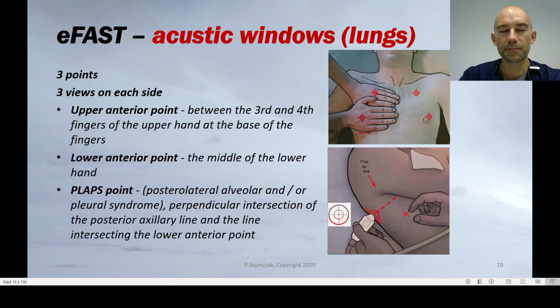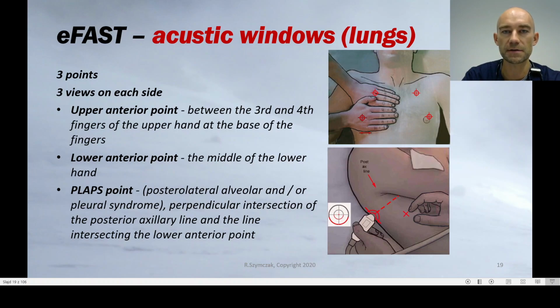So now a few words about the extension of the FAST examination. So, the examination of the lungs. What type of acoustic windows do we have in the ultrasound of lungs? We've got 3 points on each side, so 3 views on each side. Together 6 places where you will check the lungs with the ultrasound, and they're really similar to the places in which you put your stethoscope. As ultrasound is called the stethoscope of the 21st century, it's quite easy to remember.